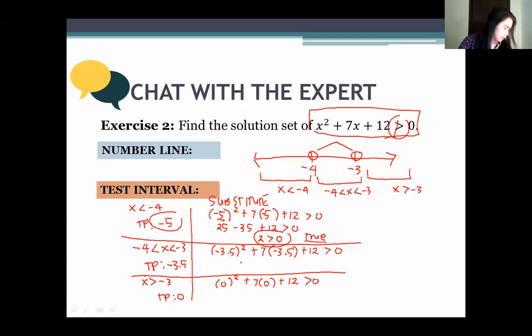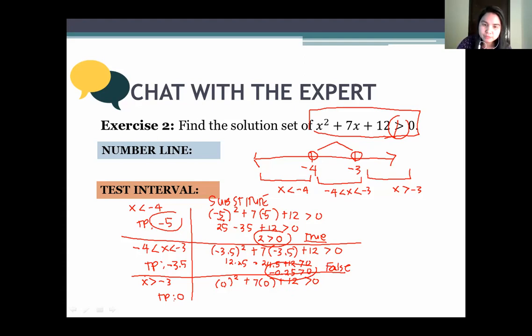Next, -3.5 squared. -3.5 squared is 12.25 minus 24.5 plus 12 greater than 0. That gives -0.25, which is greater than 0. Is it true or false? False. Because the answer should be positive, right?